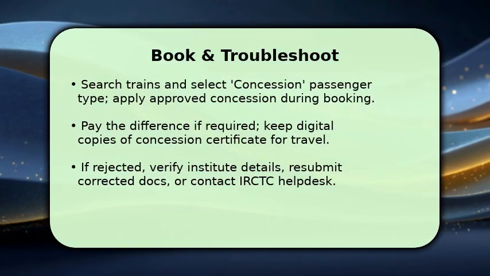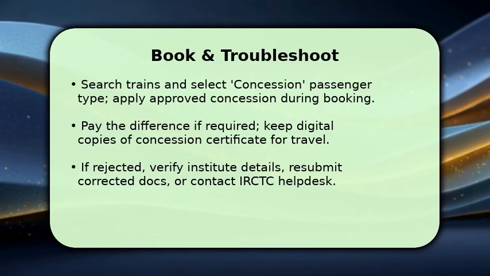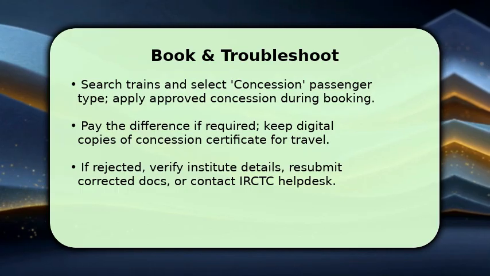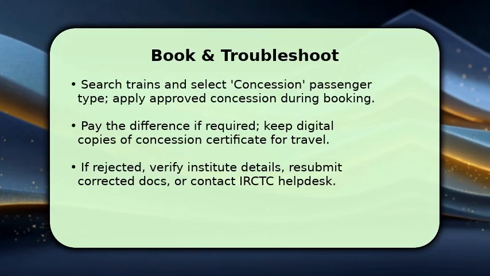You finish by booking a ticket. Choose passengers, select concession as passenger type, and pick the approved student concession from your profile so the fare adjusts. Make payment for the remaining balance and download the concession certificate, or keep a screenshot.